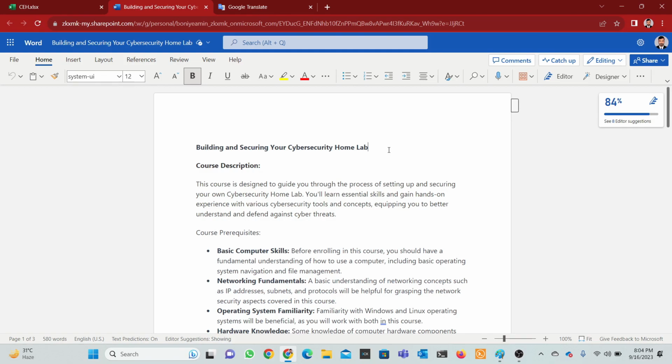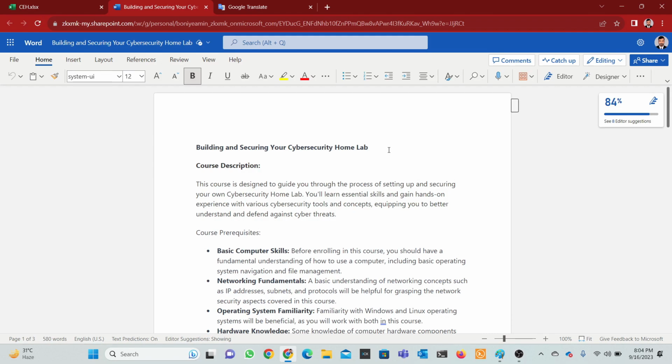At first, a person requires some prerequisites for cybersecurity skills. Firstly, basic computer skills. When you take this course, you need some computer skills, like hardware, basic operating system navigation, file management, and command mode, etc.